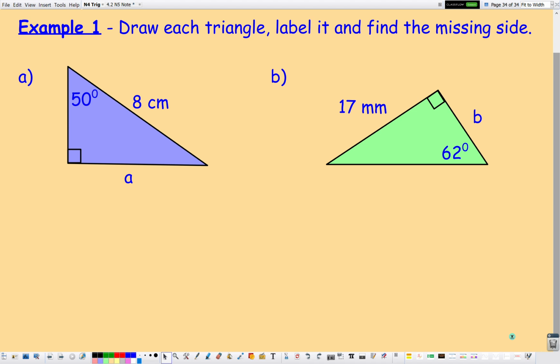Okay, so quickly get these drawn. I'll give you 10 more seconds or so. Fill in all the information, so put in the angles, put in the lengths and the missing sides. So the first thing we're going to need to do is label these properly.